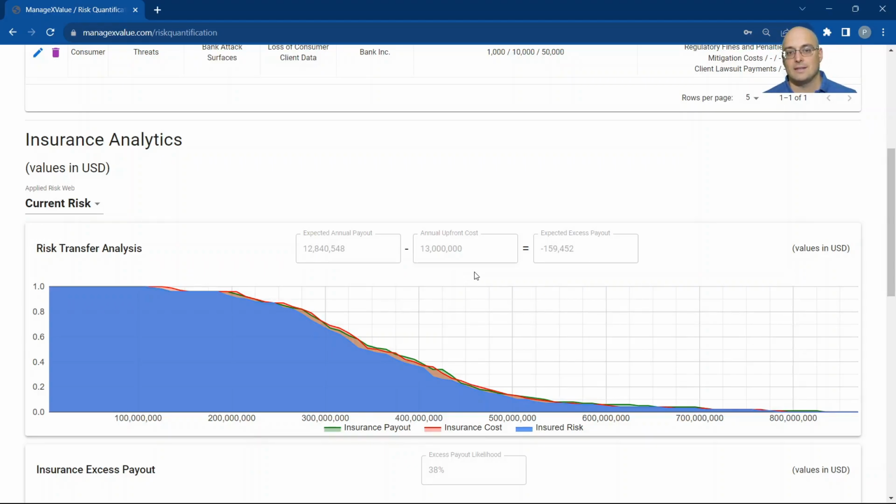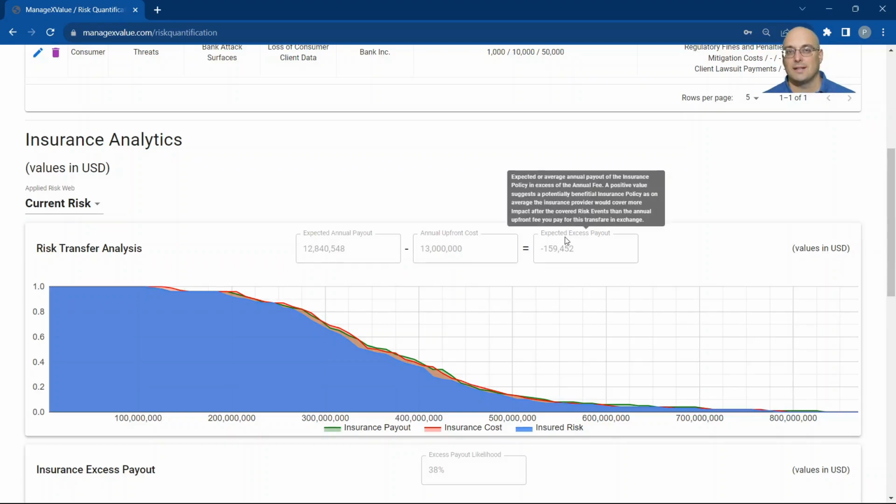So in this case, the expected annual payout is a little bit less than the annual upfront cost. So the expected excess payout is a little bit negative, but close to zero, which basically would represent that the insurance policy is priced at a fair value, because zero would be the fair value, in which case the expected annual payout is approximately the same as the annual upfront cost.